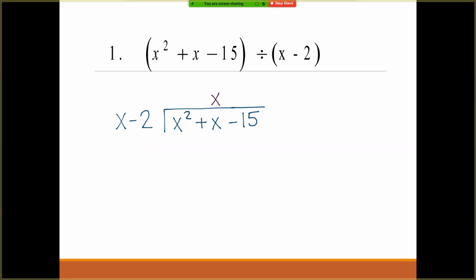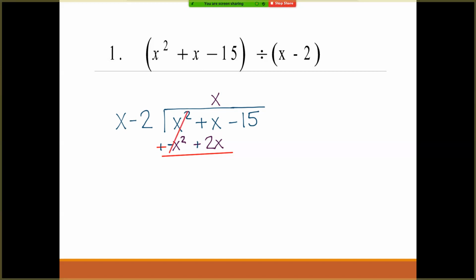And then I'm going to multiply both terms out front by the x I wrote on top. So x times x is x squared. X times negative 2 is negative 2x. And then be careful, again, we're going to subtract. We want to subtract both terms, so I'm going to distribute that, which gives me a negative x squared and a positive 2x.